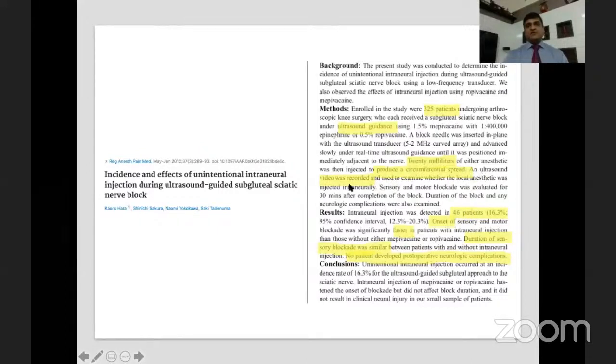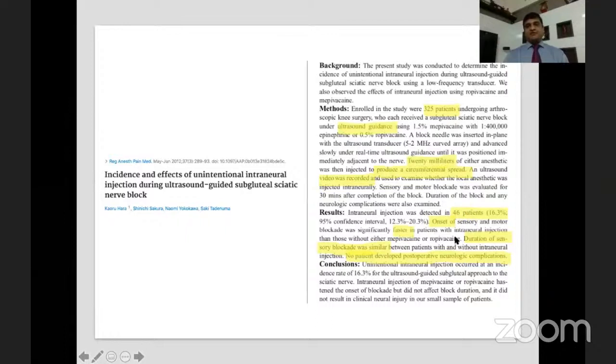An ultrasound video was recorded and used to examine whether local anesthetic was injected intraneurally. The definition of intraneural injection was set as any apparent swelling in any part of the nerve while giving the injection. And they found that intraneural injection was detected in 46 patients, that is 16.3% of the patients.